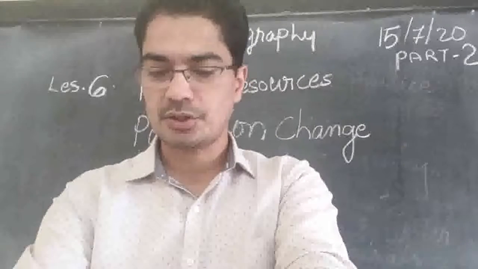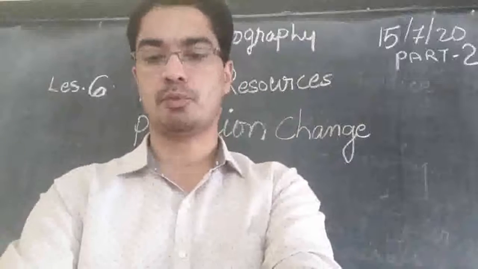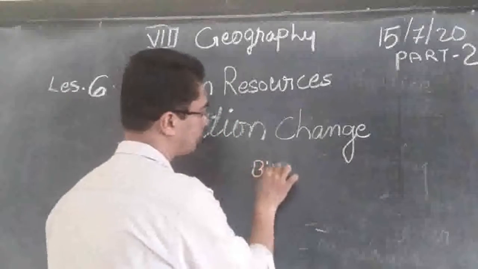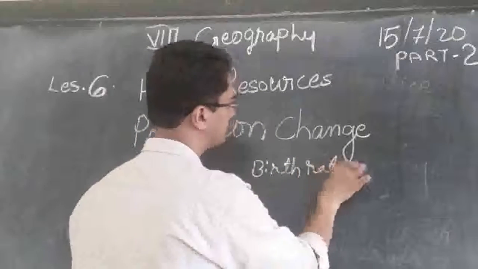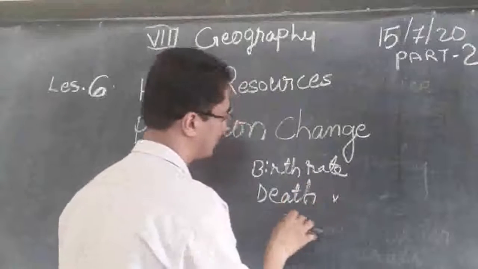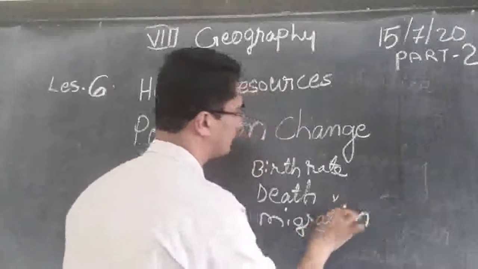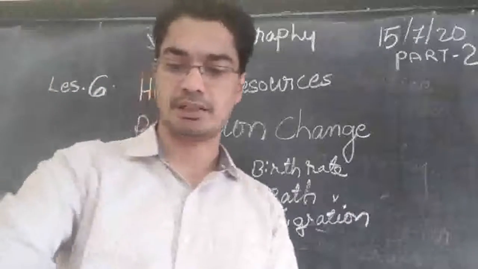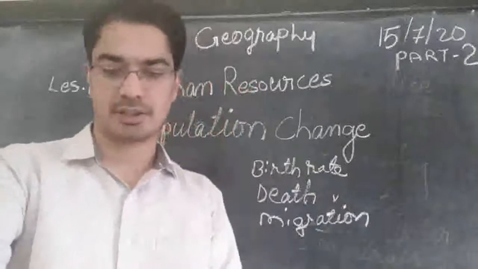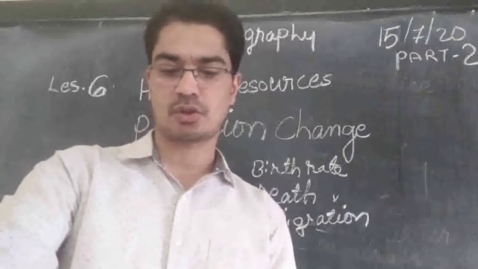Then migration is the movement of people in and out of an area. Another thing that affects the population is migration. So one we said birth rate, then death rate, then migration. These are the three things that are affecting the population. What is migration? That is the movement of people from one area to another area. That is called migration.